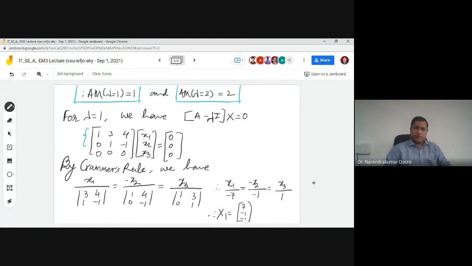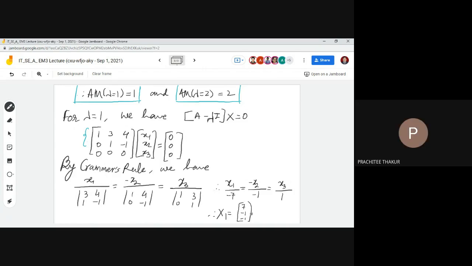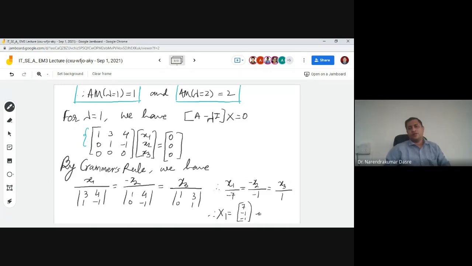Because I am multiplying by minus, I don't want the first component to be negative. So I have multiplied the entire equation by minus. So is this okay? Yes. Okay.